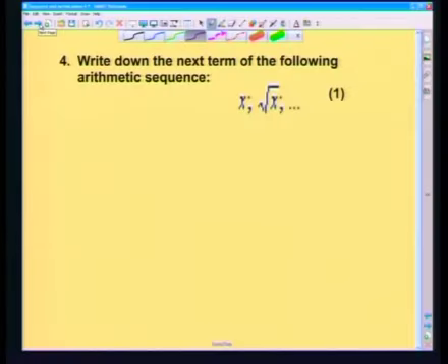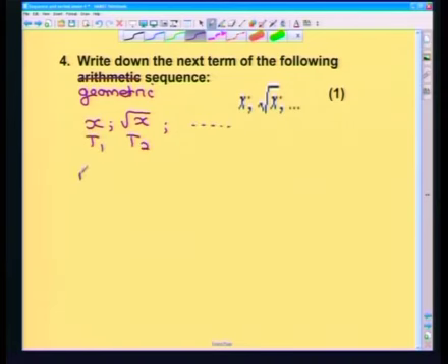The next one says, write down the next term in the following, and I see I've made a little bit of an error here, nothing major. It should be geometric sequence. All right, so now if it's a geometric sequence and we've got x, root x. We know it's geometric, that's term 1 and that's term 2. And we know to get the ratio, we can take term 2 divided by term 1. Right, which will be root x divided by x.